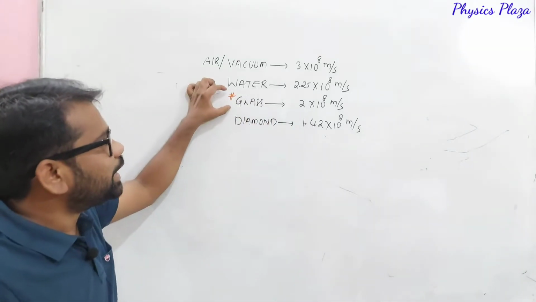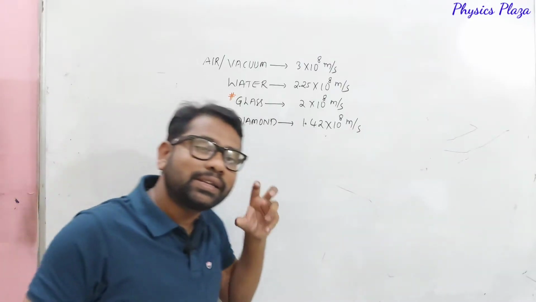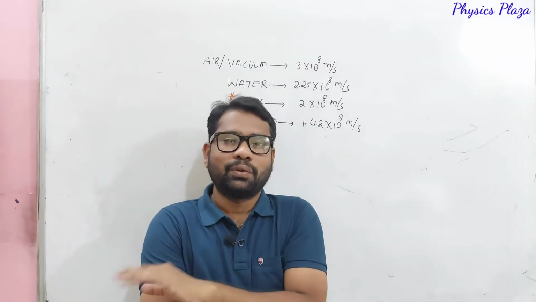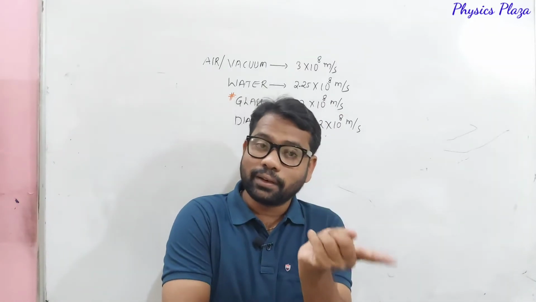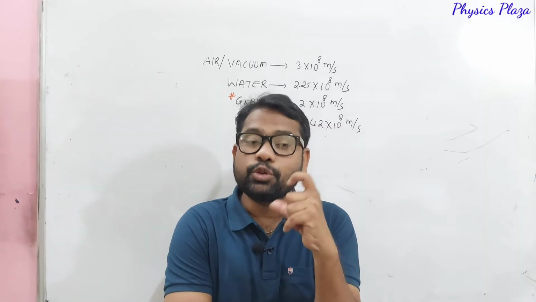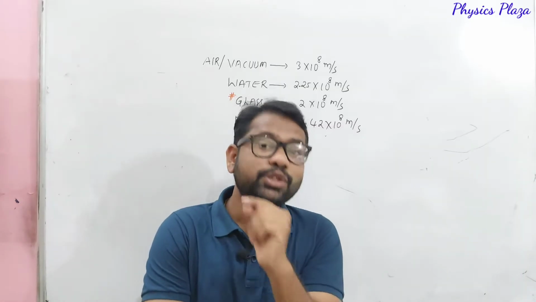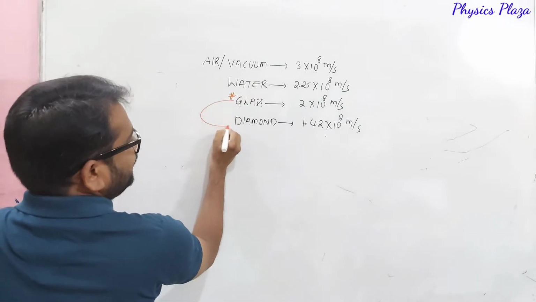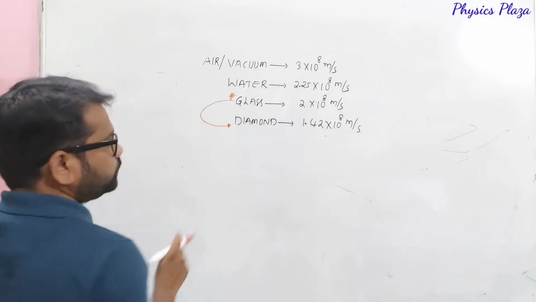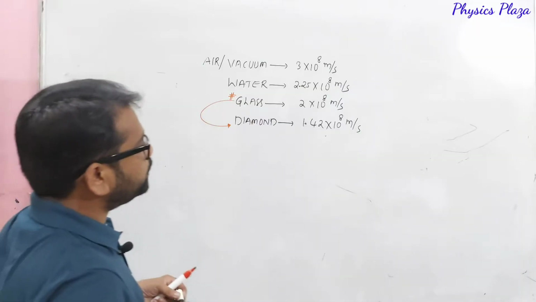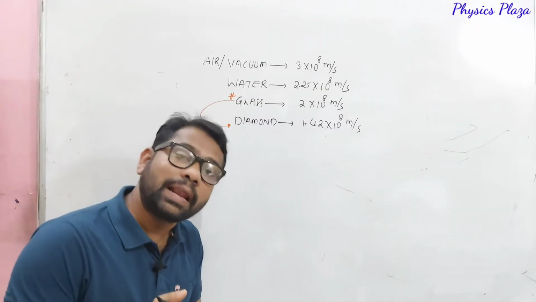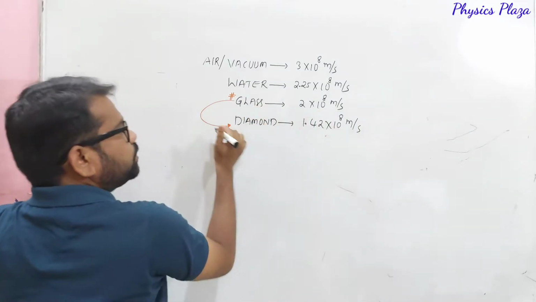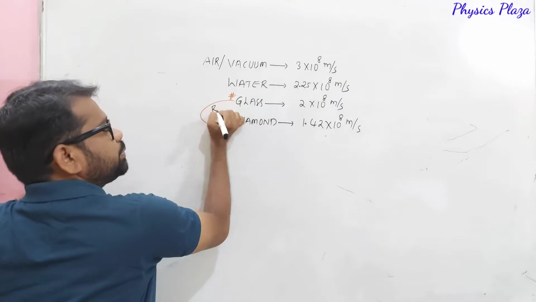So, is glass a rarer medium or a denser medium? Children, only one medium is given. We cannot say whether it is rarer or denser unless we compare. For example, when compared with a diamond, the speed of the light is more in glass, so it behaves like a rarer medium.